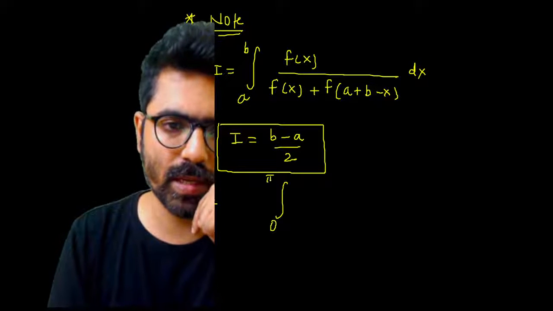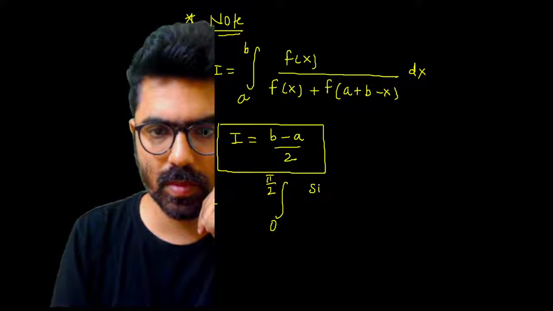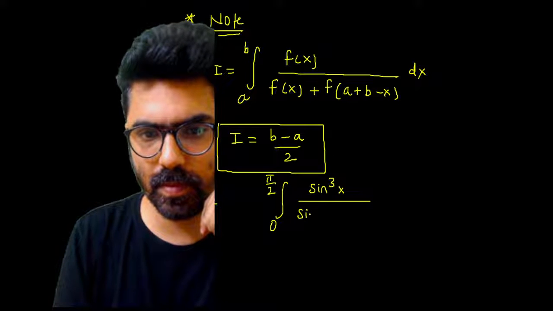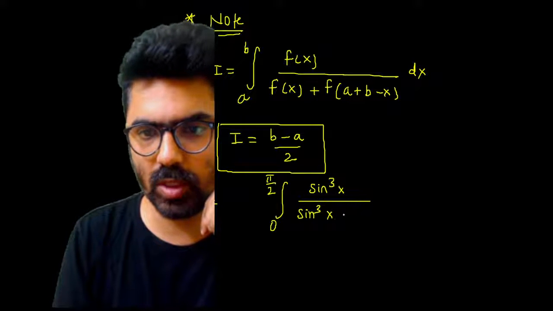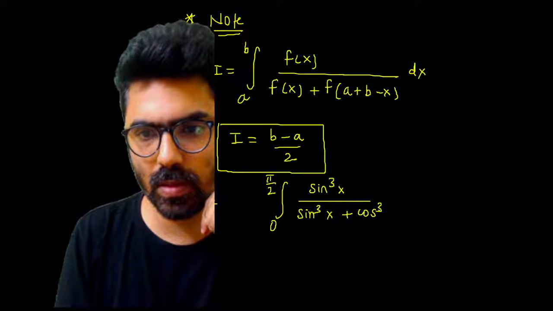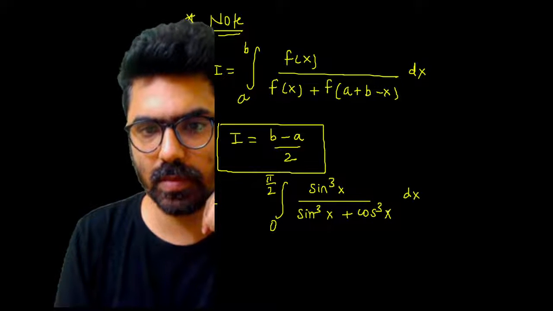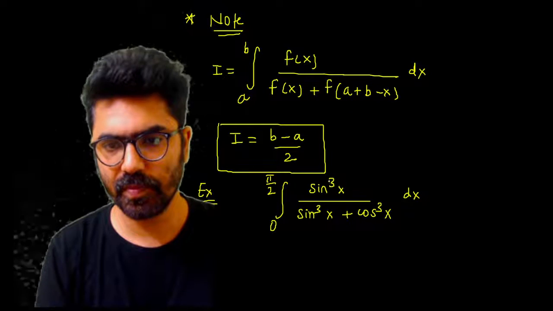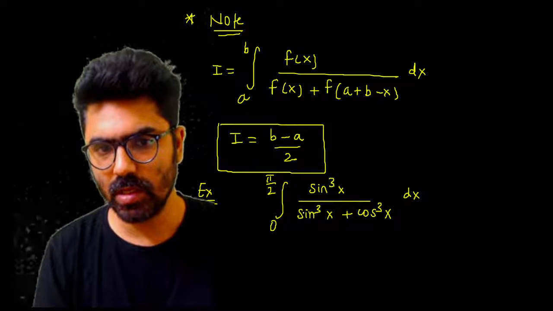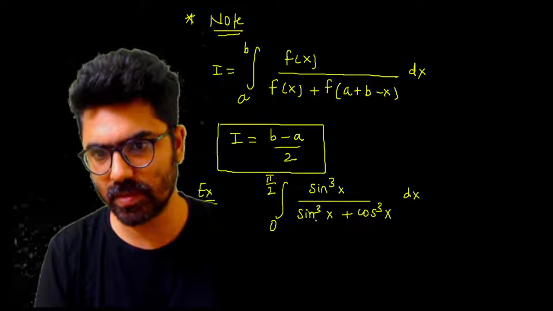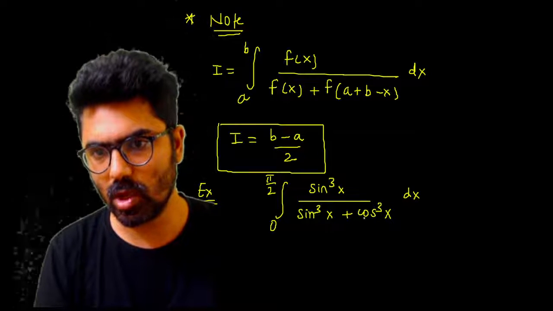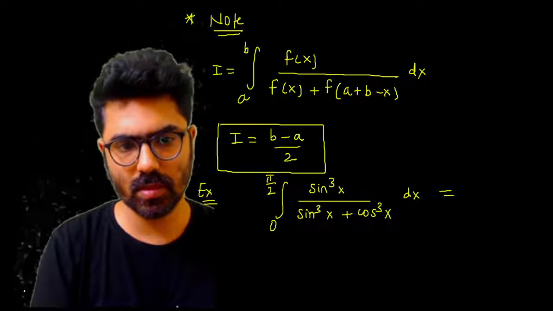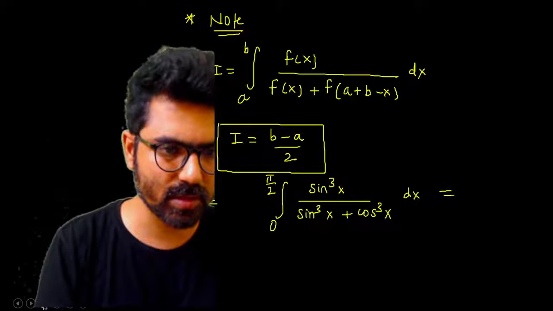Integration 0 to pi by 2, sine cube x upon sine cube x plus cos cube x dx. As you can observe, we have a function in the numerator, and the same function in the denominator also, f of x, sine cube x, and then a complementary pair, cos cube x. In this case, what is a complementary pair? Let me explain that first.